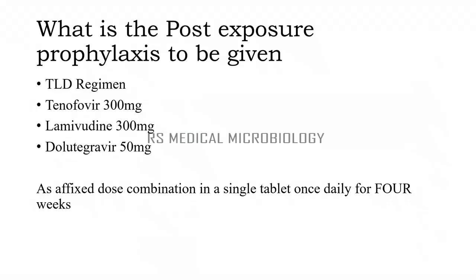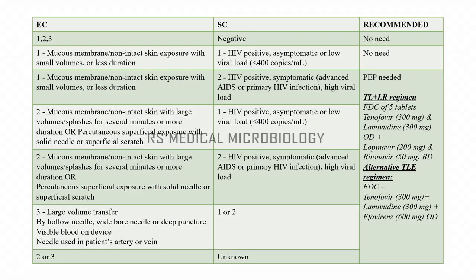Now, what is the post-exposure prophylaxis given? You have tenofovir 300 milligrams, lamivudine 300 milligrams, and dolutegravir 50 milligrams as a fixed dose combination for 4 weeks. This is the basic chart of the whole process of PEP.